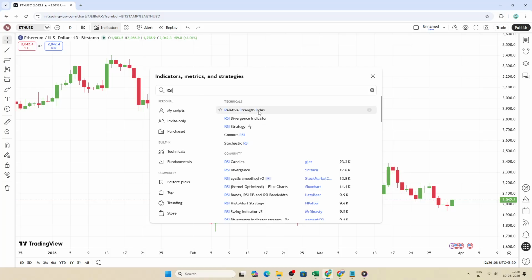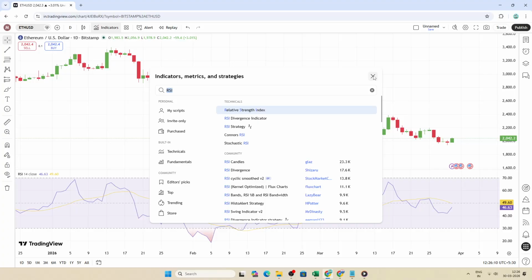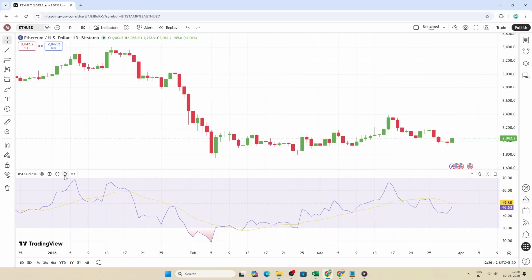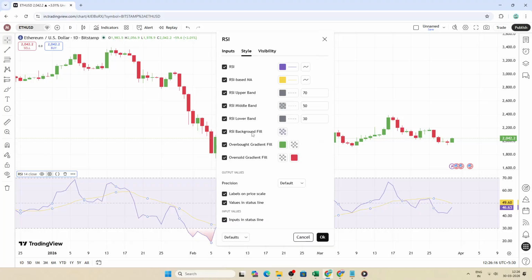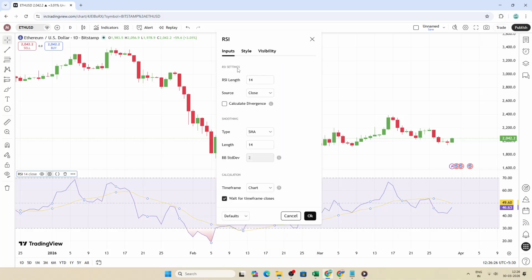A new panel will appear beneath your price chart. Click the Settings gear on that RSI panel. In the Style tab, you'll see the upper band set to 70 and the lower band set to 30 by default. These levels define common overbought and oversold zones. Keep the length at 14 unless you have a clear reason to adjust it. A 14-period input is the standard for measuring momentum and offers a balanced view across timeframes.